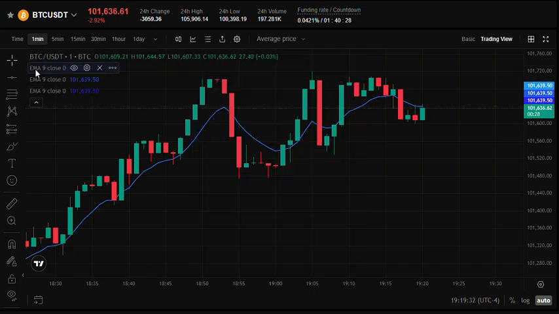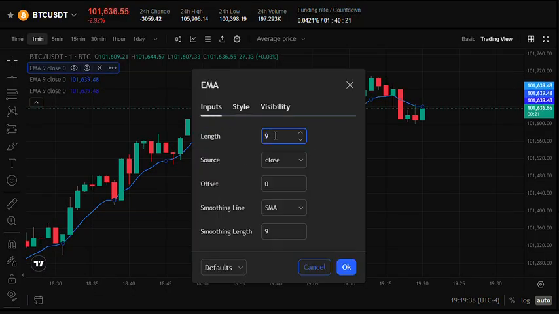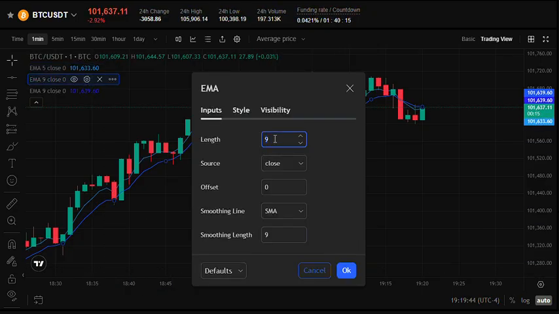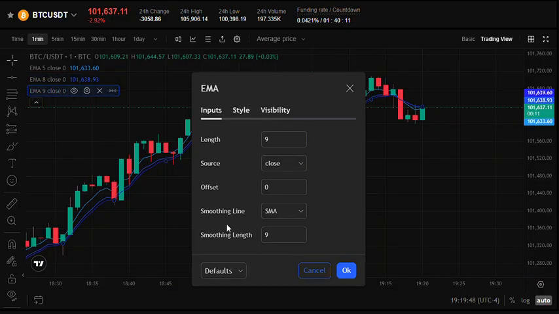The way that I like to do this is, first off, we are going to set the top one. Go to input, it's going to be 5. The middle one is going to be 8. And the bottom is going to be 13.